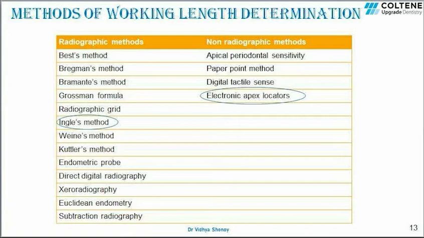Coming to the methods of working length determination, there are radiographic methods and non-radiographic methods. And under each method, there are so many techniques that are listed. Of course, traditionally the tactile sensation was used to locate the root apex, and this was done based on the clinician's practice and experience. What is popularly used clinically is Ingle's radiographic method, and recently the electronic apex locators have also been gaining popularity.